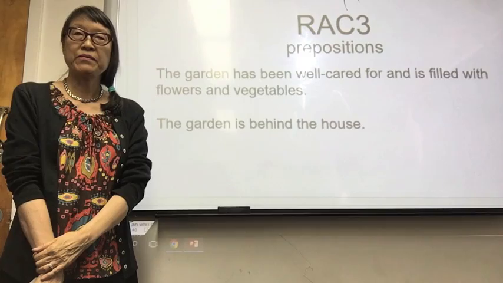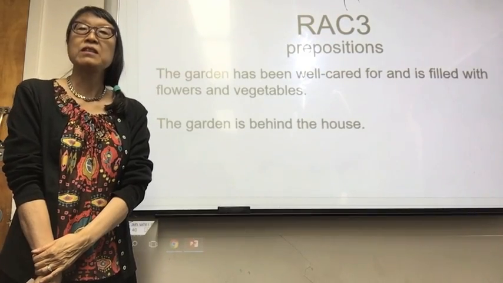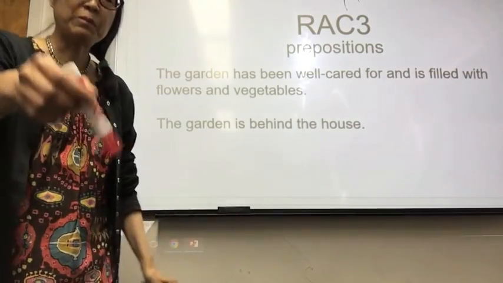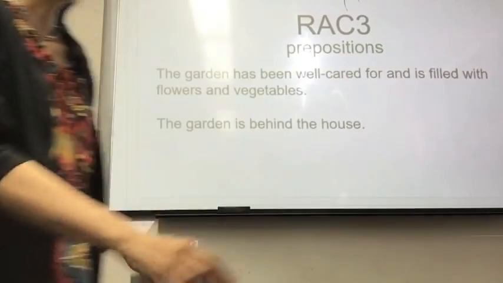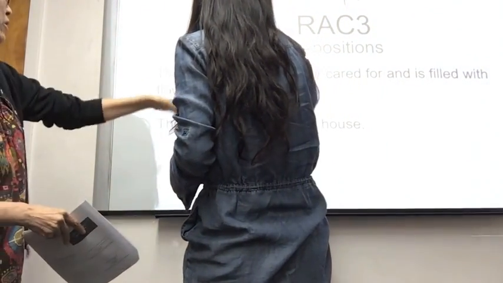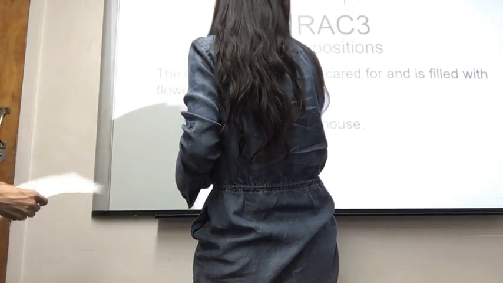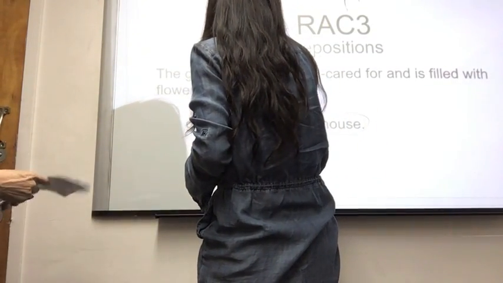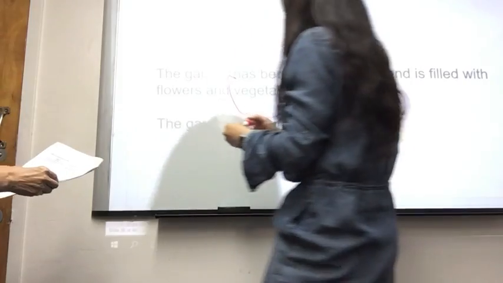Okay, so how can we combine these? Any ideas? The garden behind the house. Here, why don't you come up and show us, Lily? Just write the whole sentences. You can circle things and put arrows in. Okay, good.